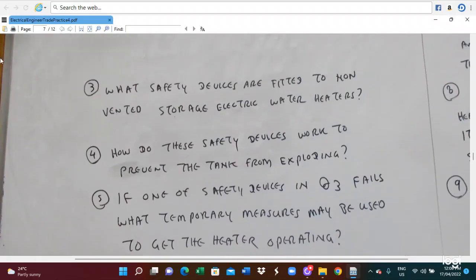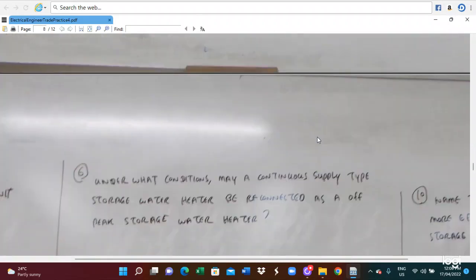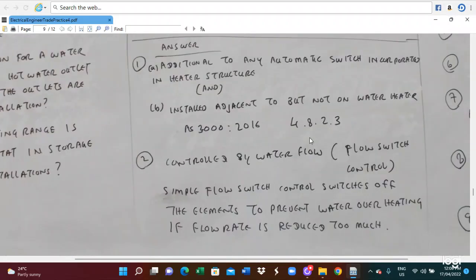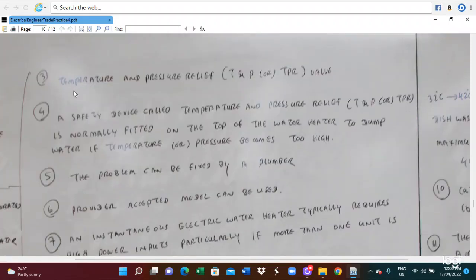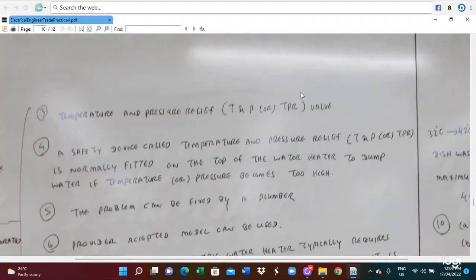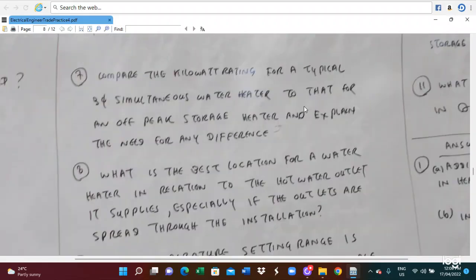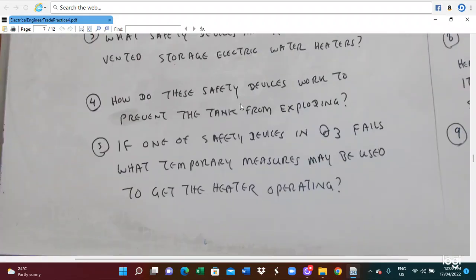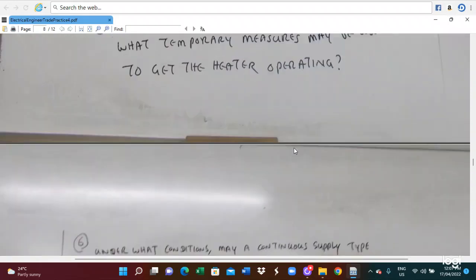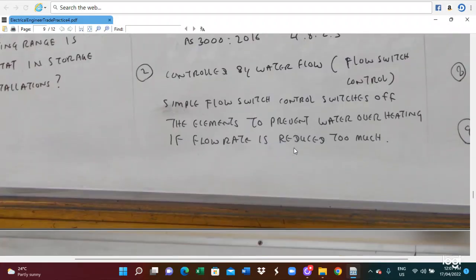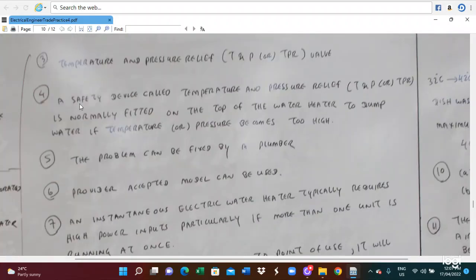What safety devices are fitted to the non-vented storage electric water heaters? The answer is the temperature and pressure relief valves are installed. Question number 4: How do these safety devices work to prevent the tank from exploding? A safety device called the temperature and pressure relief valve is normally fitted on the top of the water heater to dump the water if the temperature or pressure becomes too high.